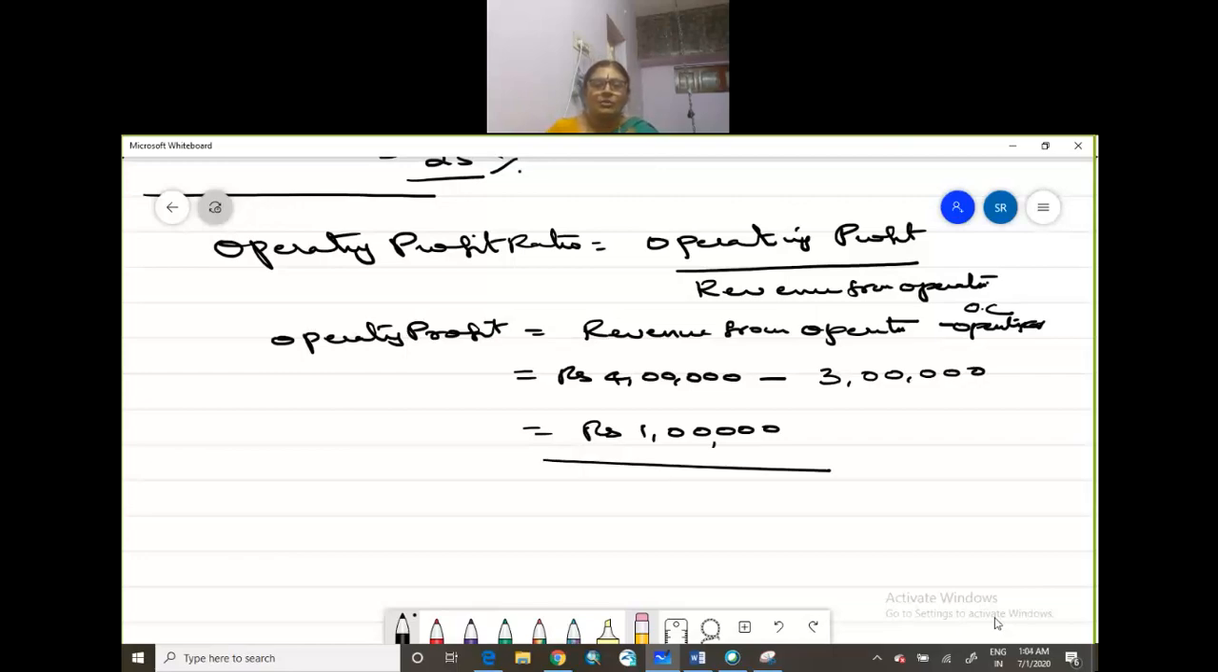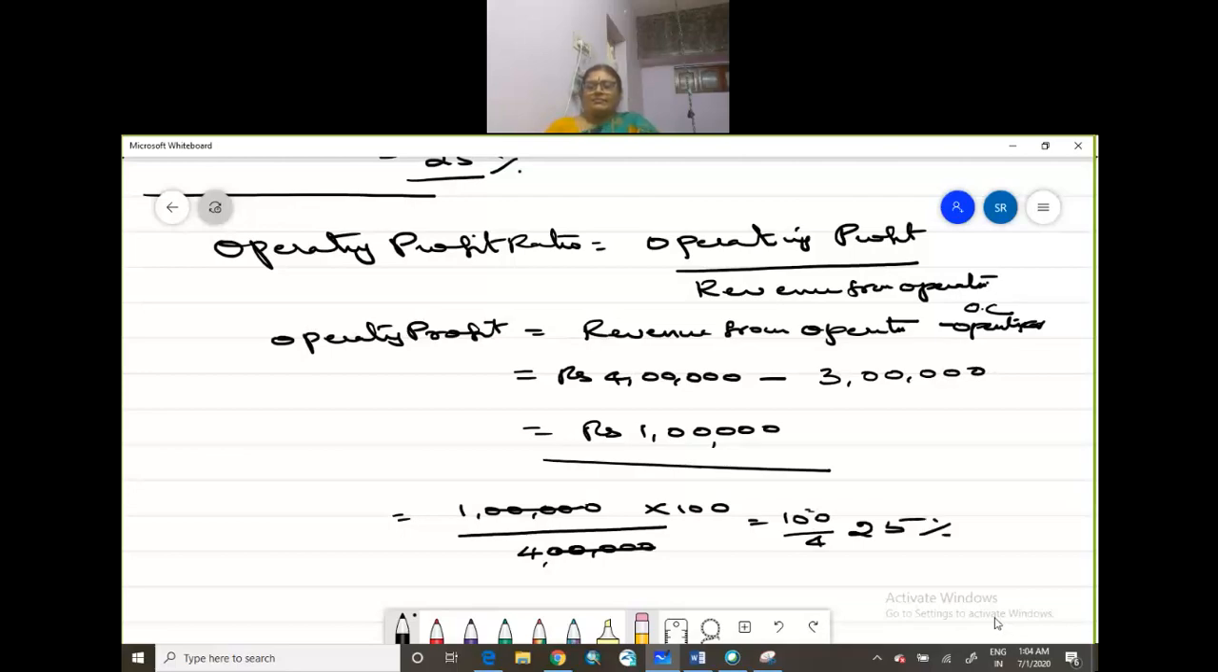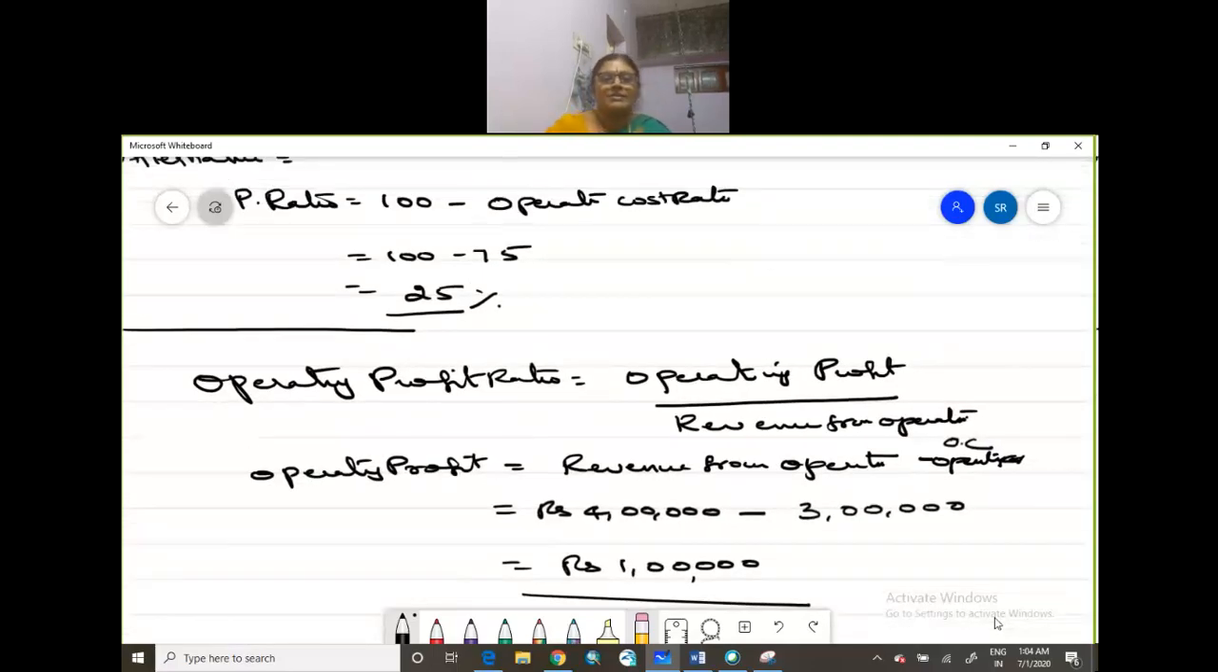Now let us calculate the ratio: 1 lakh divided by revenue from operations 4 lakhs into 100. So 100 divided by 4 is 25%. So we got 25%. We already derived 25% by the shortcut method.